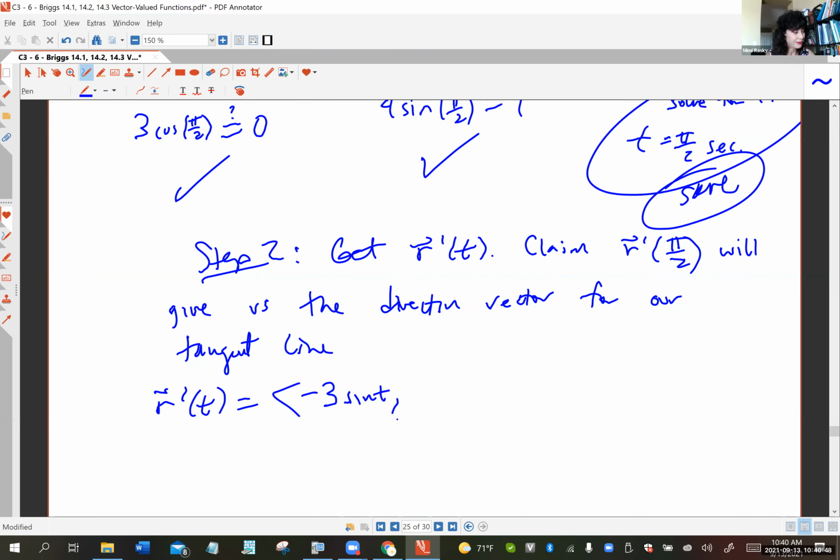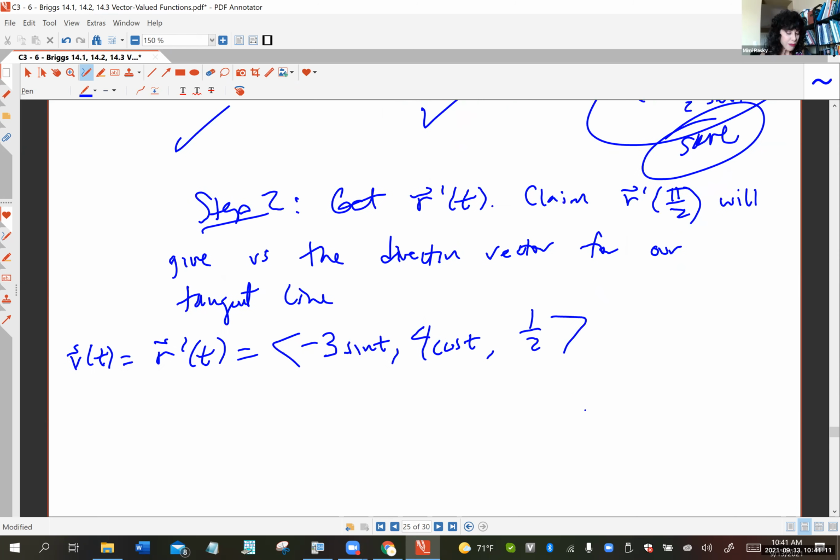It's going to be v(t), but I can also call it r prime. They're one and the same. And then let's see, the derivative of 4 sine t, I believe, is 4 cos t. And the derivative of 1/2 t is just a half. Good news, I got my velocity vector.